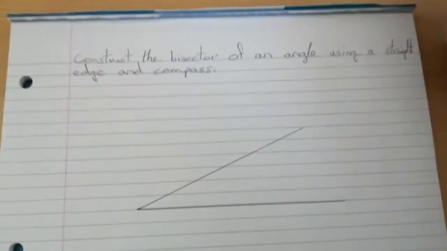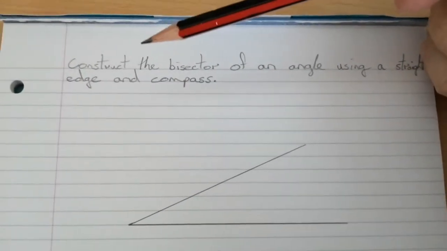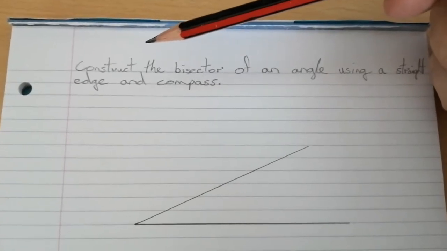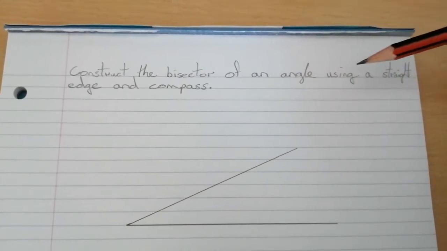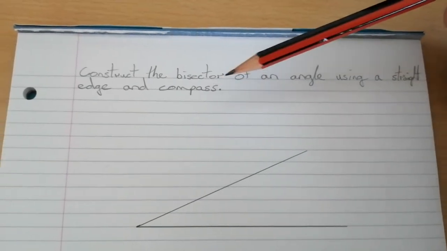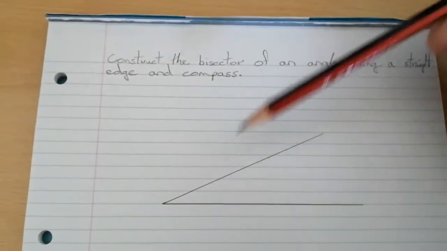Okay, hi folks. So today we're going to keep on going with the constructions, and the construction we're going to do today is to construct the bisector of an angle using a straight edge and compass. I'll give you a rough sketch of what we're going to do below it first of all today.